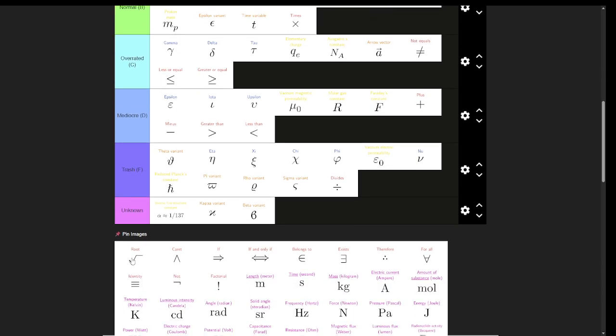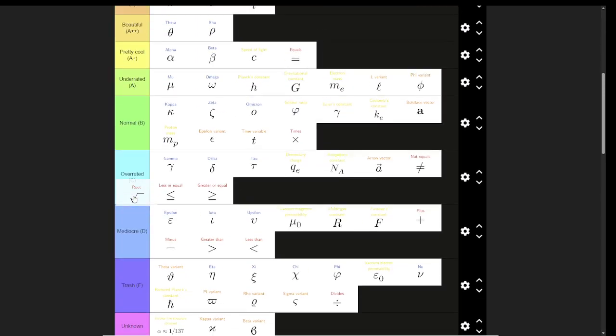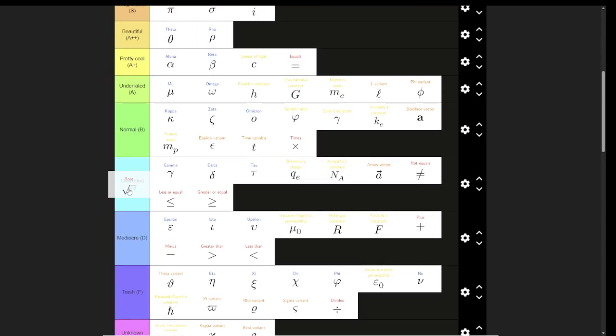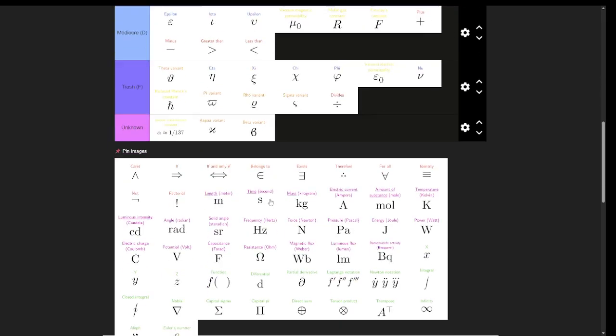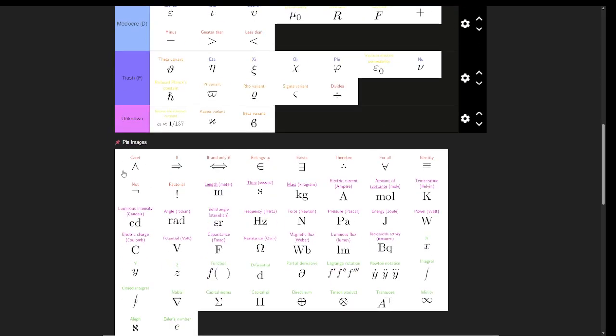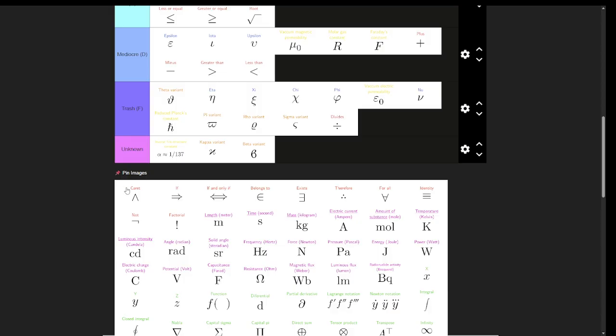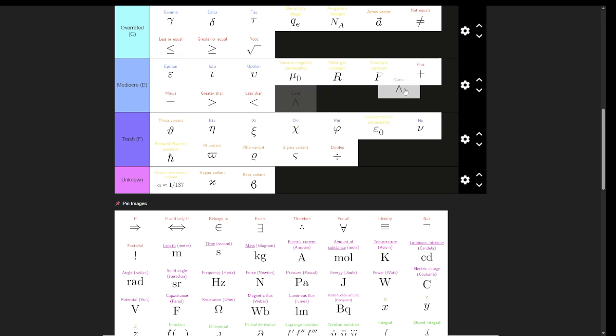In any case, root. Now, the root is nice. It's a staple, but I don't like the way it looks, so I'm going to put it in overrated. I just find that we should have found a cooler symbol for the root, because at least the one that is written here looks disturbingly ugly. Now, caret. Caret is alright. It looks kind of like a roof, it's kind of cute, but I feel like it just doesn't have as much aura as the other symbols. For that reason, mediocre.